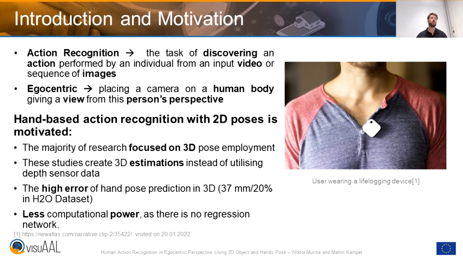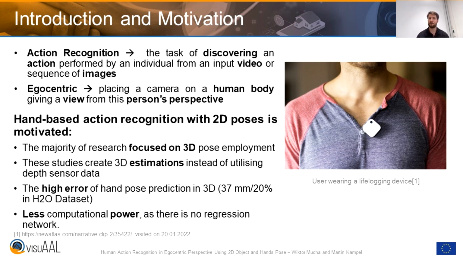First, I would like to introduce you to the basic concepts that we are using in this work. So first, action recognition and what it is. This is the task of automatically discovering what action is performed by an individual from an input video or a sequence of images. Egocentric means, because here we are focused on egocentric action recognition, that the camera is placed on the human's body, giving the unique perspective from the user's eye.